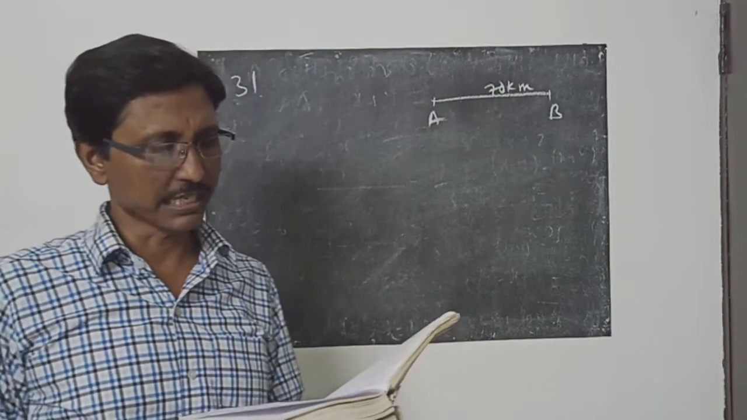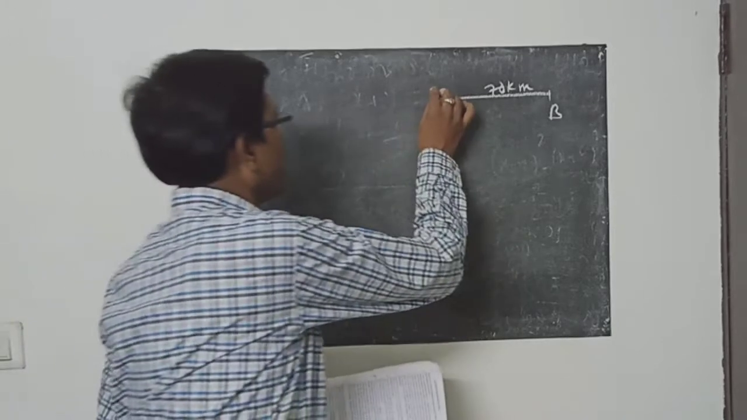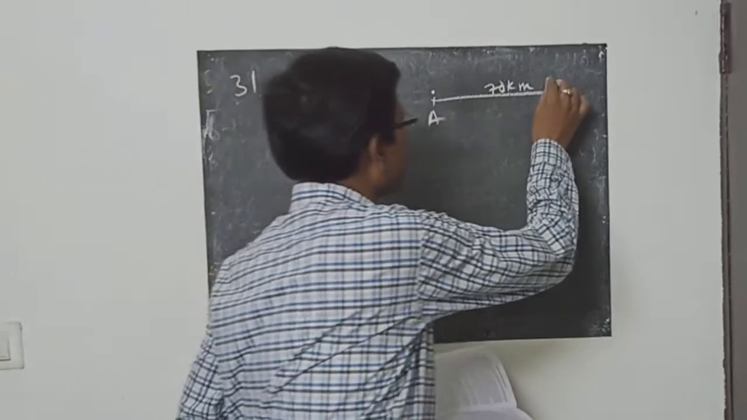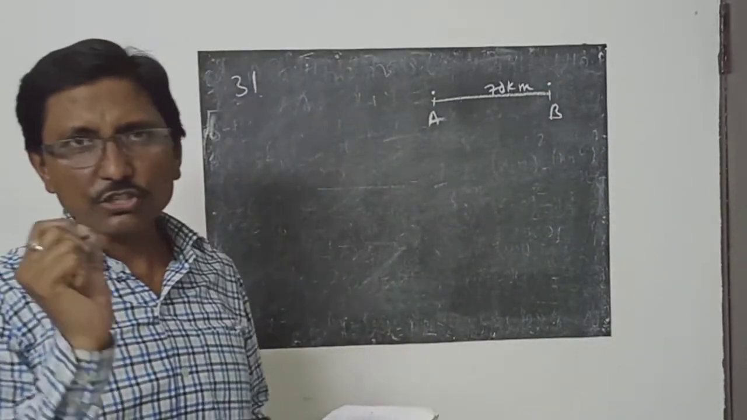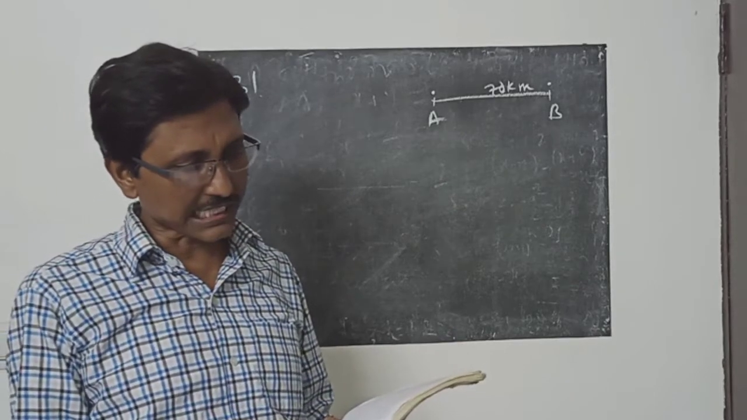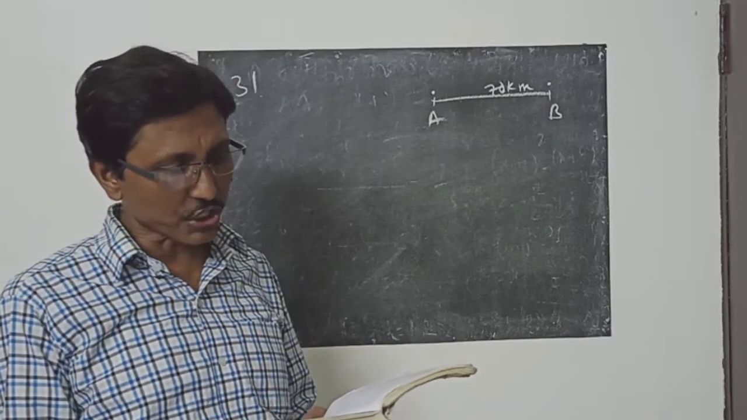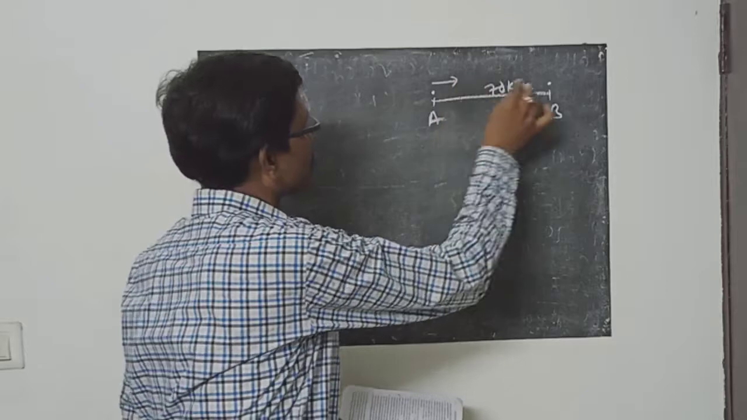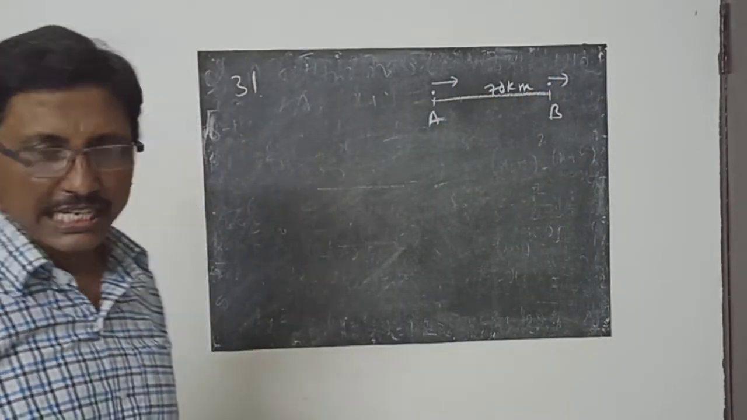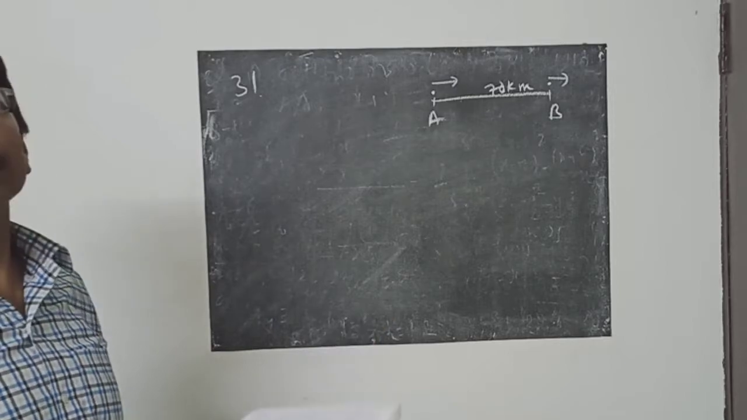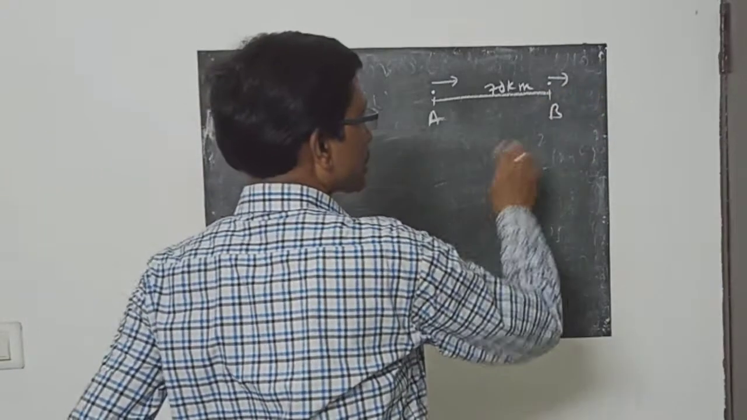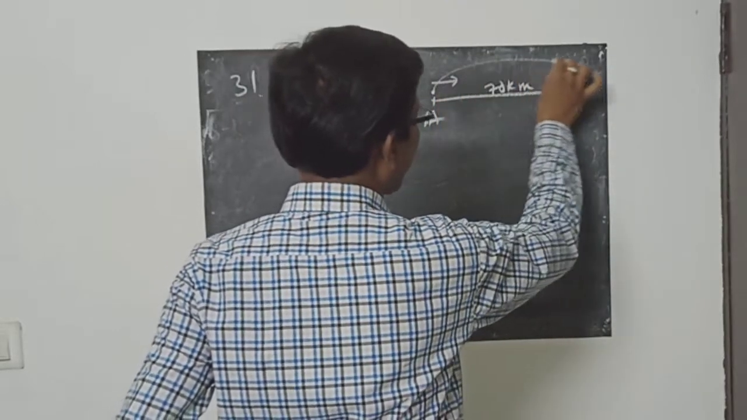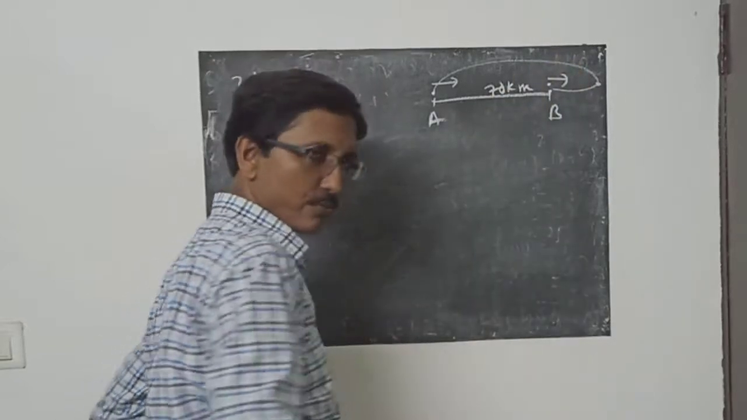First, that condition is given. A car starts from A. From here one car is starting, and another car is starting from the point B simultaneously, means together, at the same time. Then what is it saying? If they travel in the same direction, then they meet in 7 hours. Means after 7 hours they will meet. B will go that much distance in 7 hours, so A also will go that much distance in 7 hours, then they will meet.